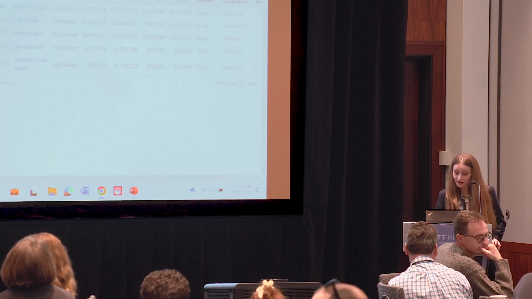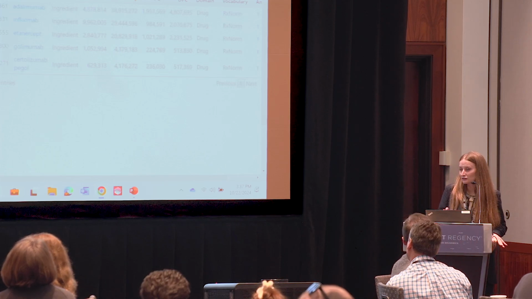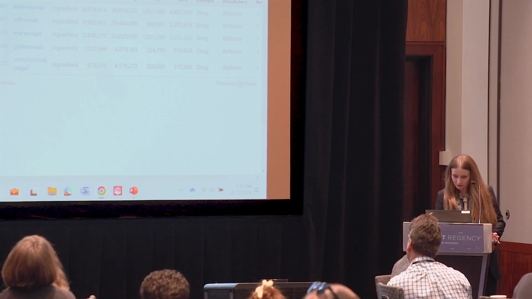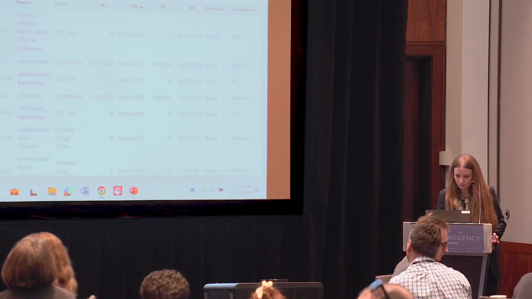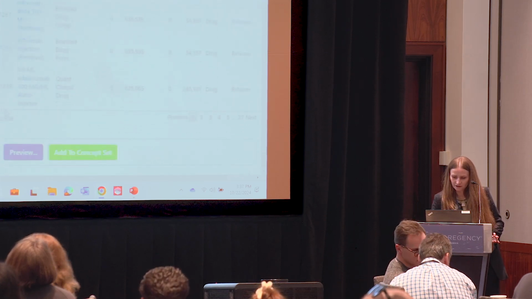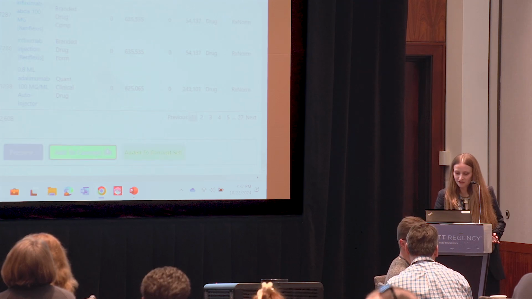Lucky me again. So now we see the beautiful list of 5 ingredients that relates to this class. Everything is clear. And let's add them to our concept set. So go down, one list, descendants, including them, add to concept set.